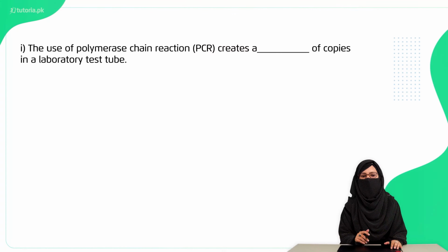Today we are doing your chapter 23, that is biotechnology. Let's start with the fill in the blanks. The first fill in the blank is: the use of polymerase chain reaction creates a dash of copies in a laboratory test tube. Millions of copies.